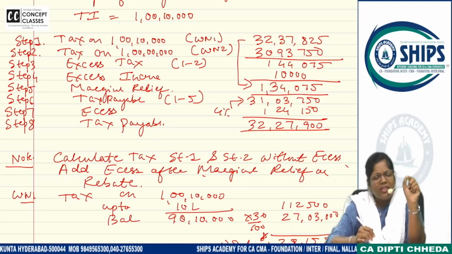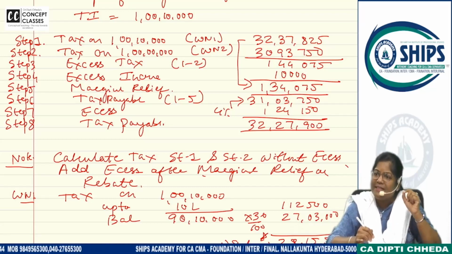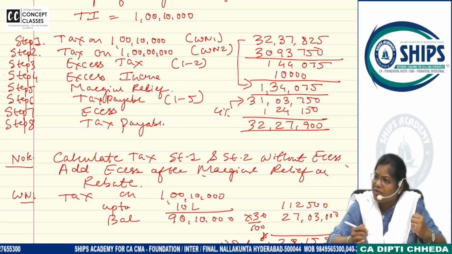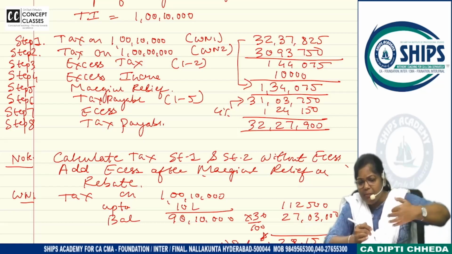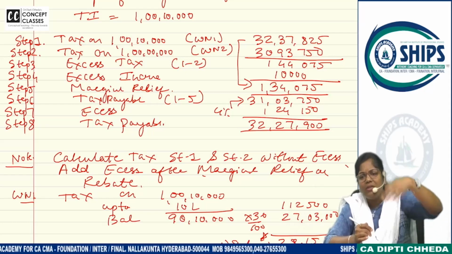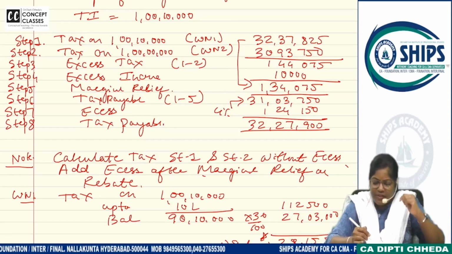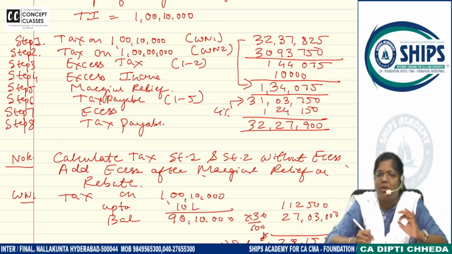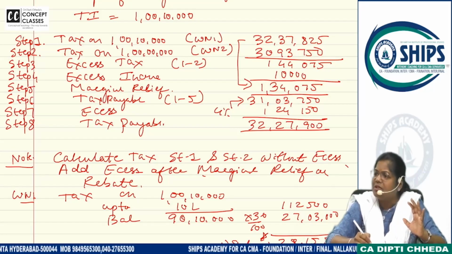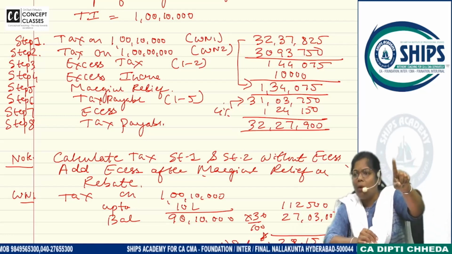Very absurd. Just because my income increased by 10,000, I am liable to pay surcharge, or extra tax, equal to 1,44,000. Whatever I have earned above 1 crore is just 10,000. And the excess tax on that 10,000 is 1,44,075. Isn't it absurd? So we are asking for a relief. That relief is called what? Marginal relief. 1,34,075. Finally, what is the tax payable is your step number 1.